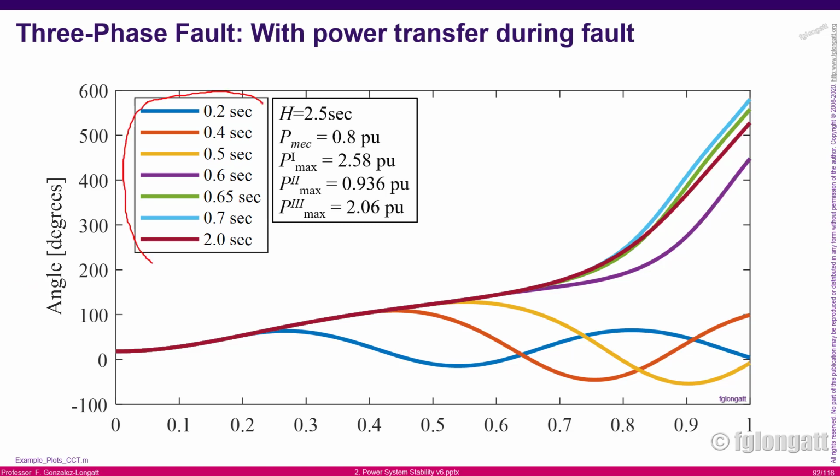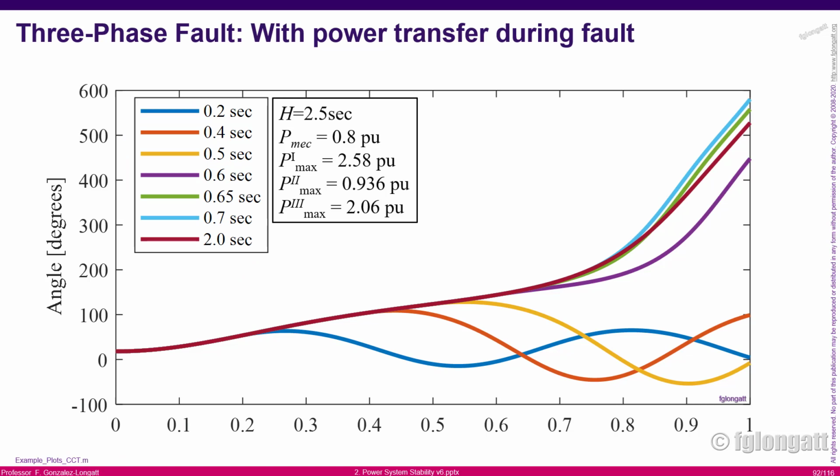What is this? Well, 0.2 seconds, 0.4 seconds, those times represent the time to open the circuit breakers of the faulted line. I mean, for instance, the blue color says that I spend only 0.2 seconds to clear the fault, okay? Assuming that the fault is happening here at 0. As you can see, if I open these breakers quite fast, the angle is oscillating, but only very small.